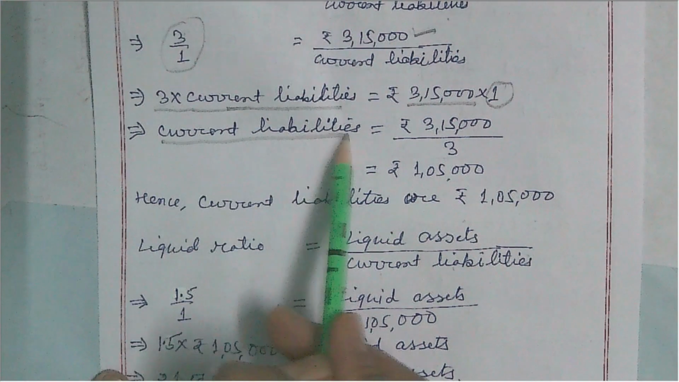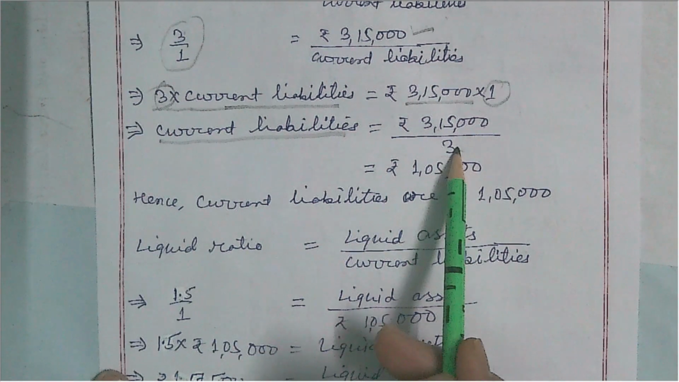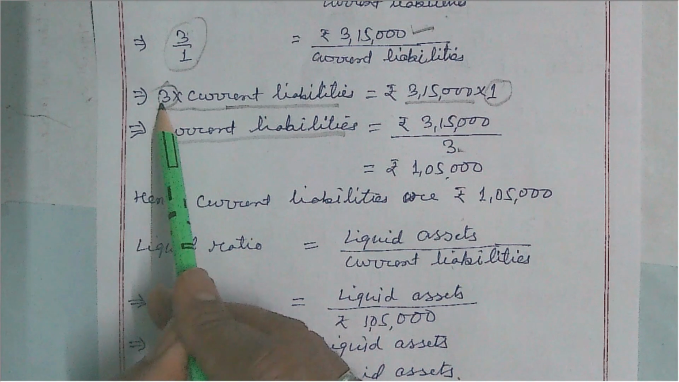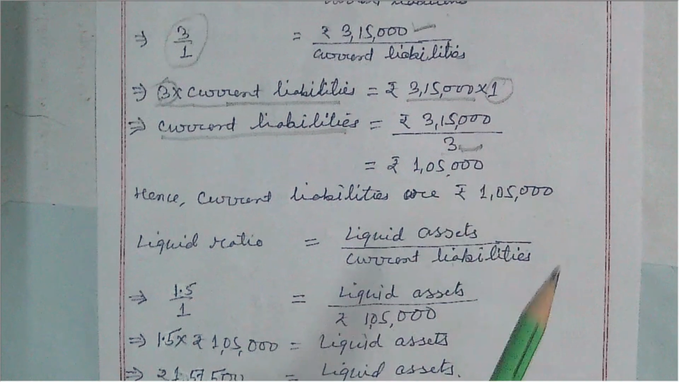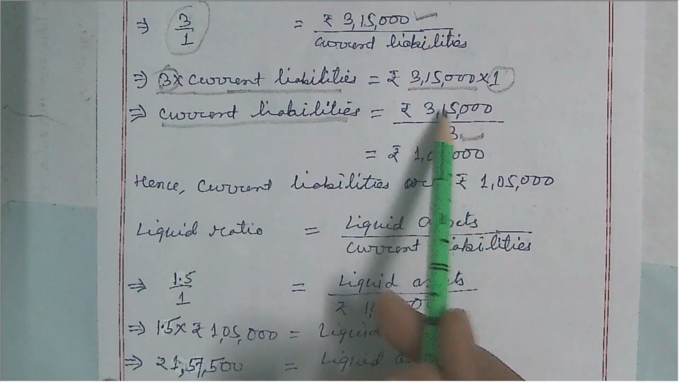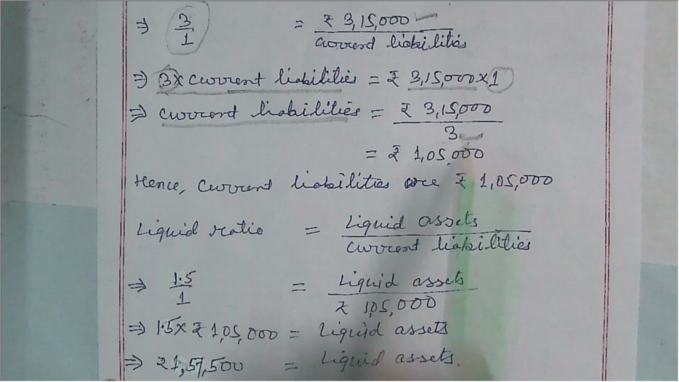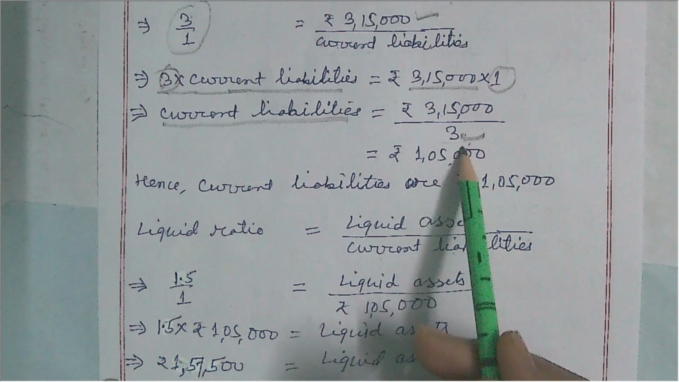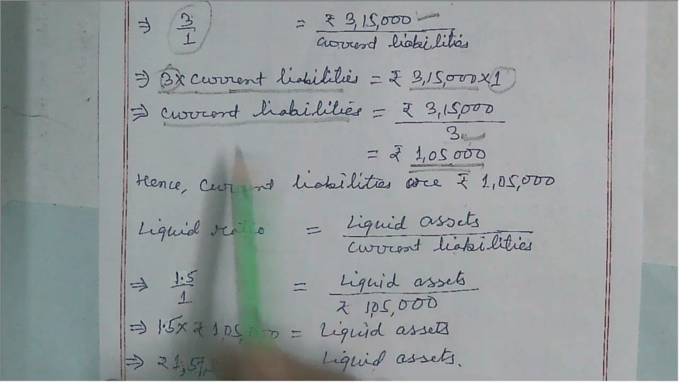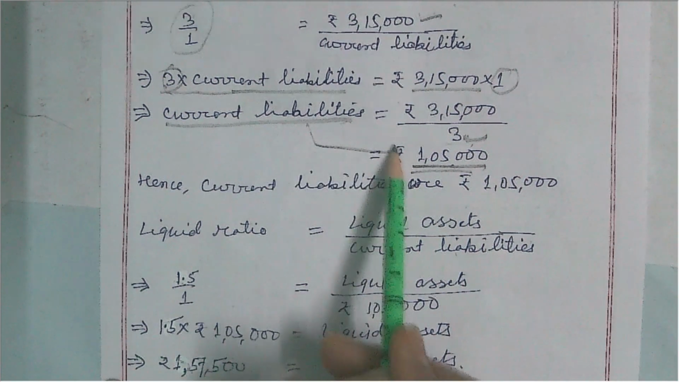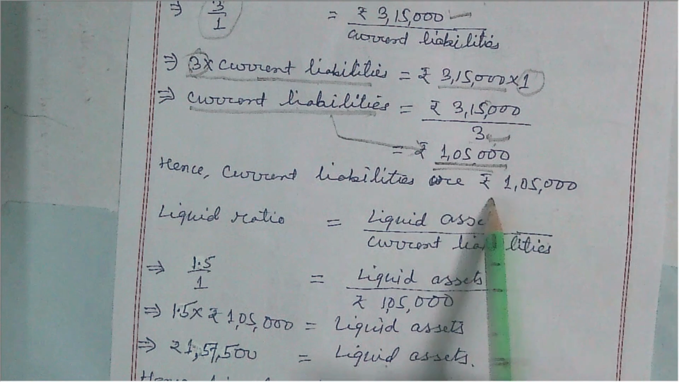So current liabilities equal 3,15,000 divided by 3. This 3 will go down here. On the left-hand side it is multiplication, and when it goes to the other side it becomes division. So when 3,15,000 is divided by 3, you get 1,05,000, and this 1,05,000 represents current liabilities. So the current liabilities value is 1,05,000.